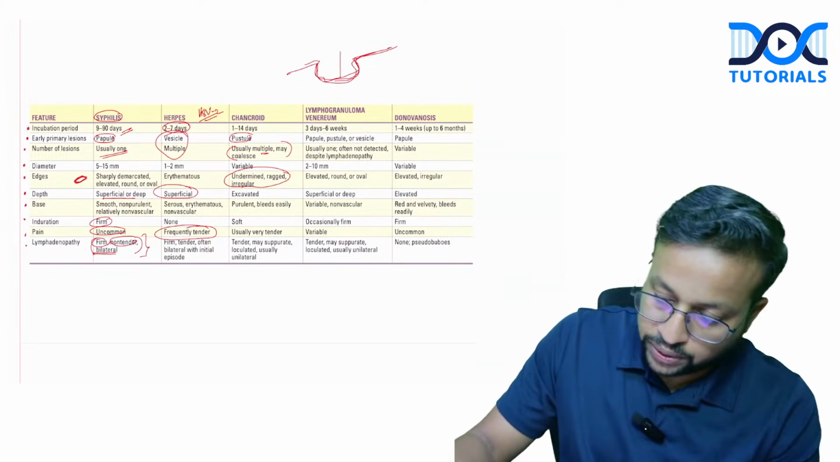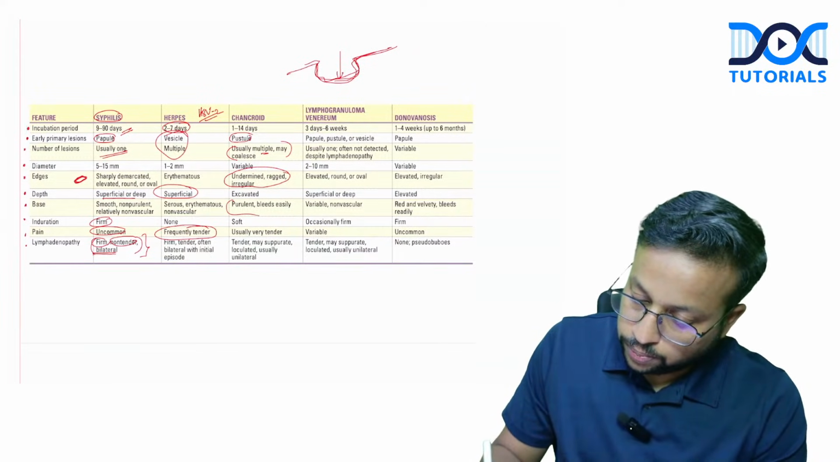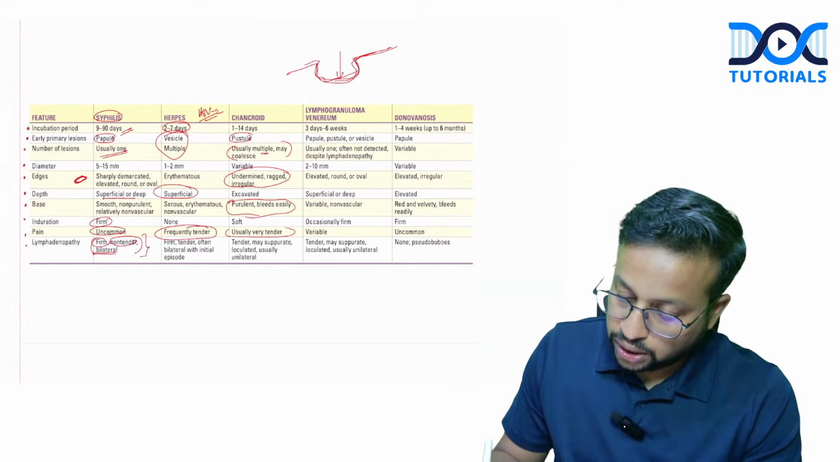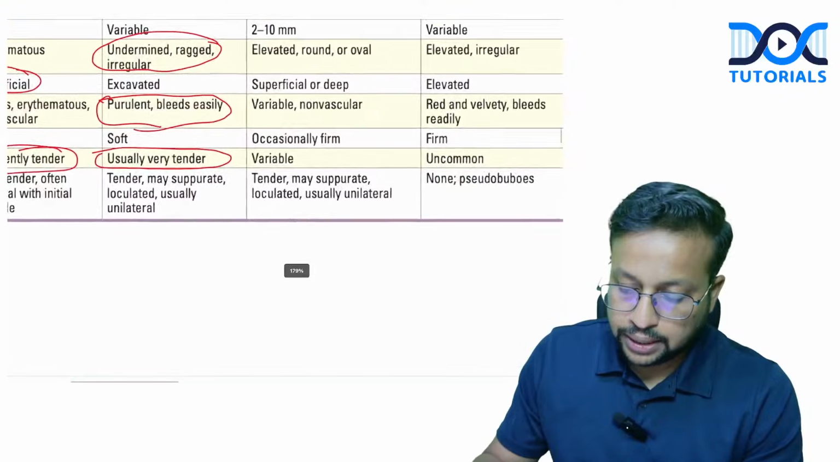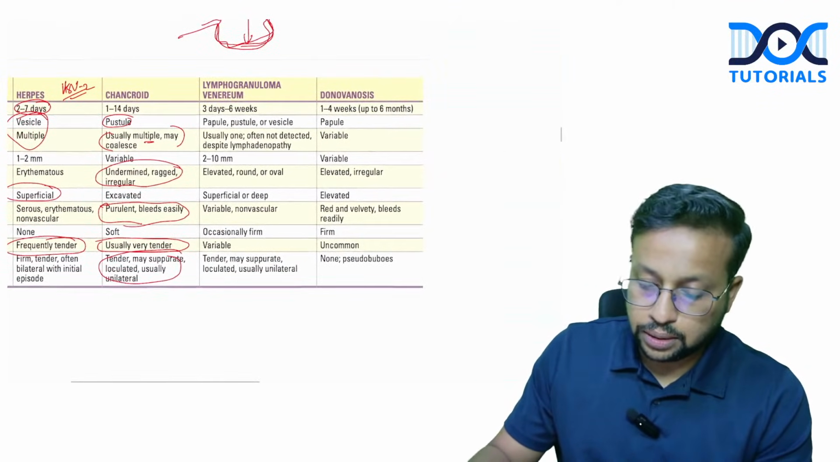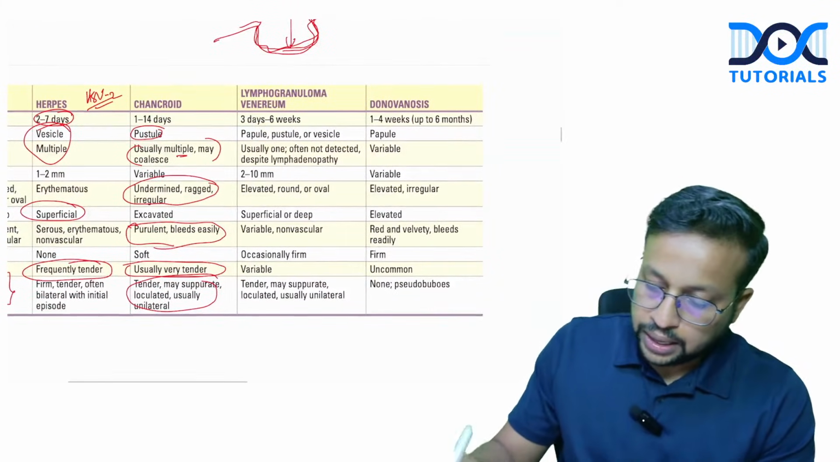Some kind of a depth is there for the ulcer. It has a very purulent base which can bleed very easily. It's usually very tender, and the lymph nodes may separate sometimes in case of chancroid. So that is the third one.